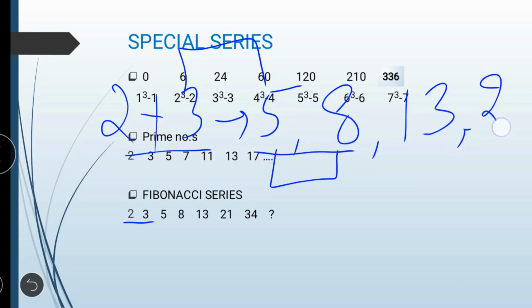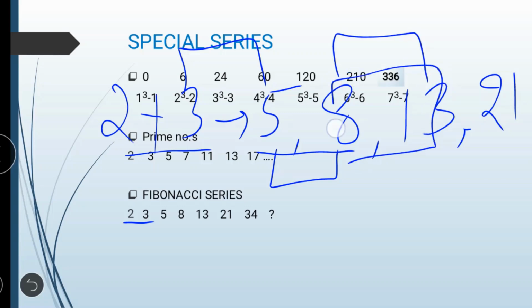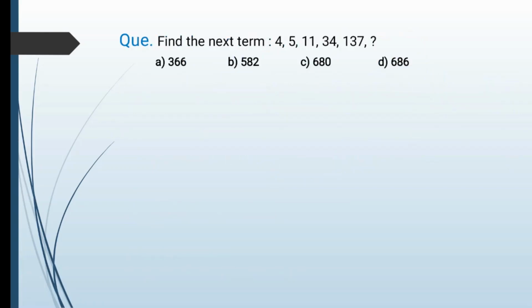So you can see the next term 21 will be the sum of the previous two numbers, that is 8 and 13, and so on. You will be able to identify the next term, which will be the sum of the previous two numbers. This is an important series that you will have to remember to apply sometimes when the series is given to you. We will take up some examples now.